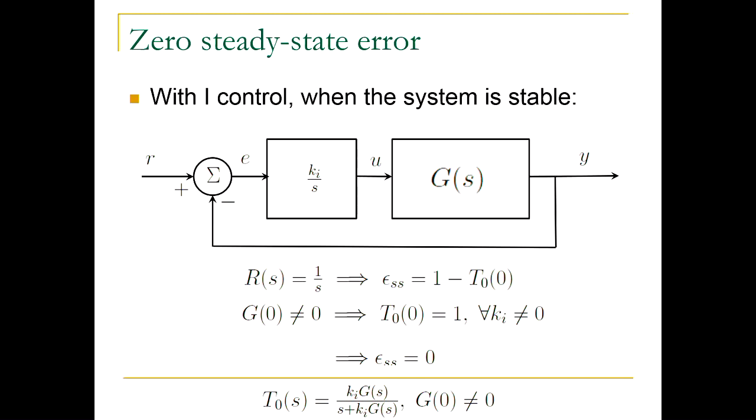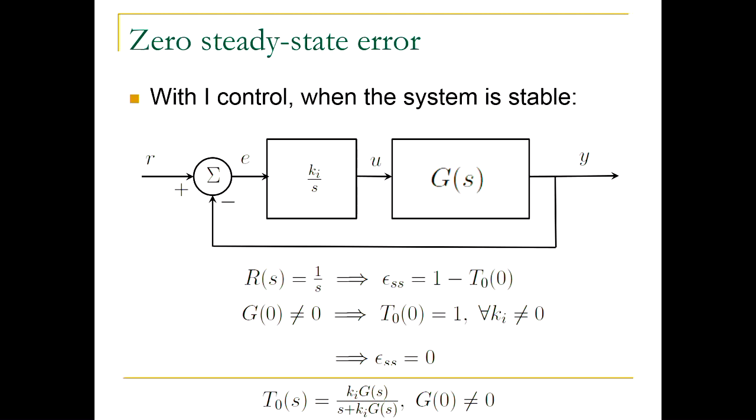Well, T0 of S is really Ki G of S over S plus Ki G of S. How do I get this S? Well, the open loop transfer function is Ki over S times G of S. So I have here Ki over S times G of S over 1 plus Ki over S G of S. That's the algebra of block diagrams. I just cancel S's, so S pops up here, but I cancel the two. It's like a double rational function. I cancel S, and then I get this. So if G at 0 is not 0, then no matter what Ki I use, as long as it's stable, I get that T0 at 0 is 1.